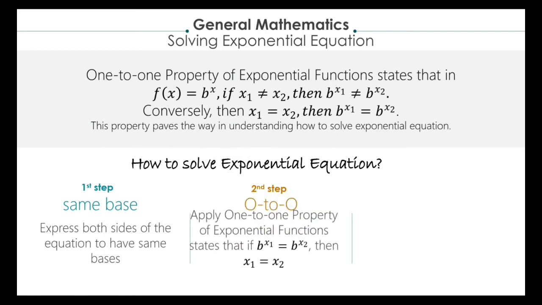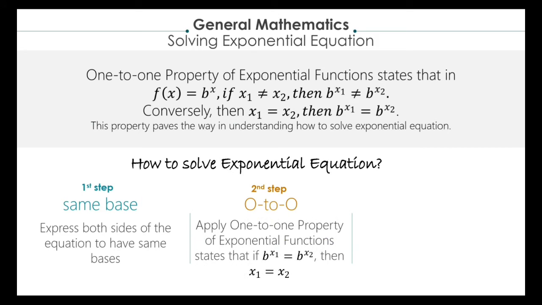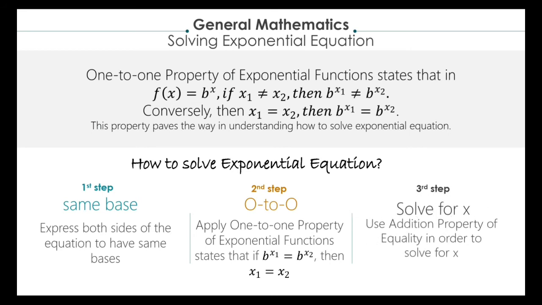You have to apply one-to-one property of exponential function that states that if your b raised to x sub 1 is equal to b raised to x sub 2, then x sub 1 is equal to x sub 2. So, you can now finally equate your exponents since sa first step ay equal na yung base mo. And then, for the last step, you have to solve for x. Okay? So, you may use the addition property of equality in order to solve for x.